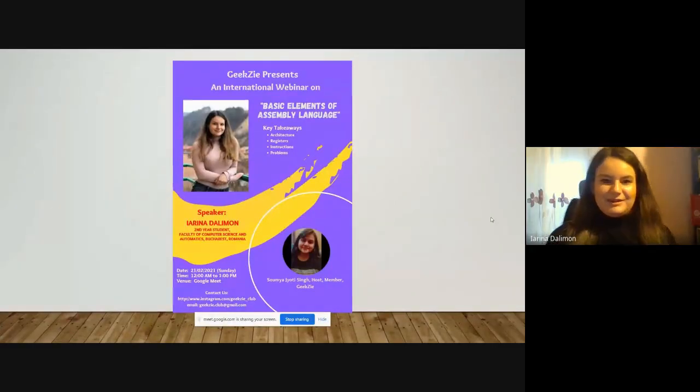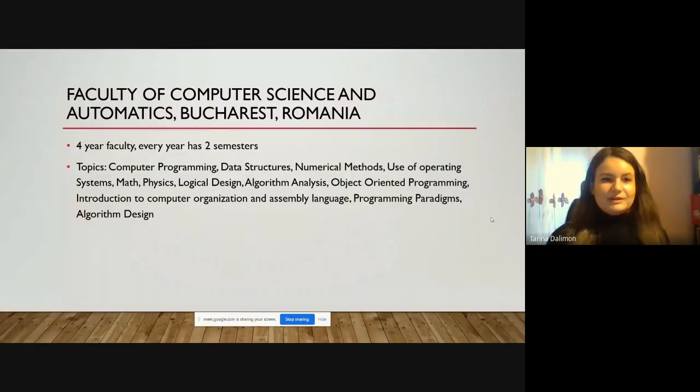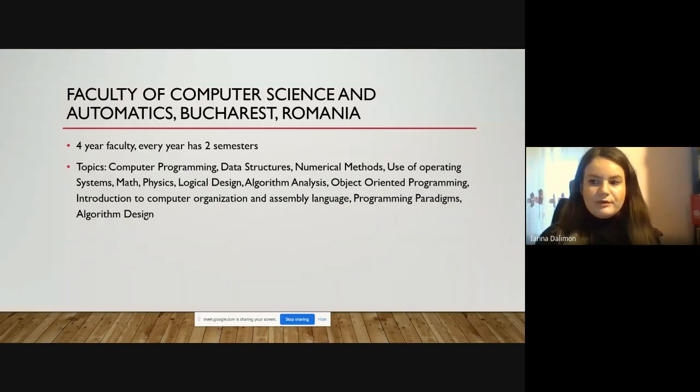Okay. So as I said, my name is Iarina. I am a second year student at the Faculty of Computer Science and Automatics, Bucharest. It is a 4-year faculty. We also have 3-year faculties, and every year has 2 semesters, and after every semester we have exams. We learn about many things. These are some of the things that I learned so far, and I'm just a second year engineer: computer programming, data structures, numerical methods, logical design, algorithm analysis, and something that isn't here. We also talk a little about electronics. We have 3 subjects in 2 years about it.